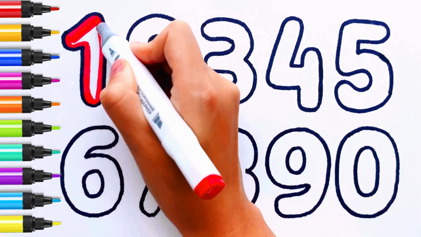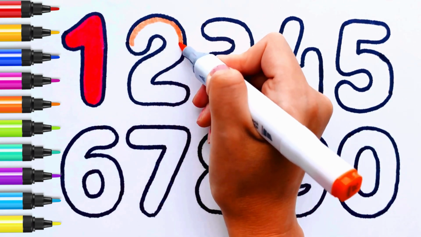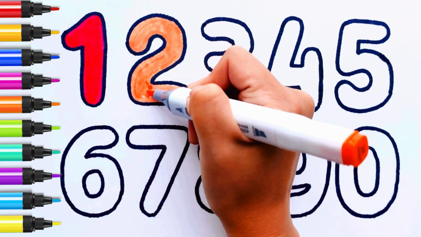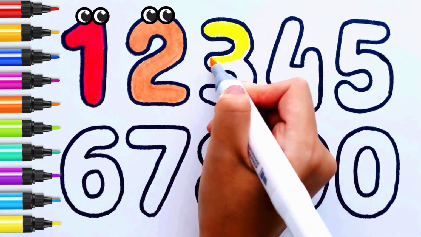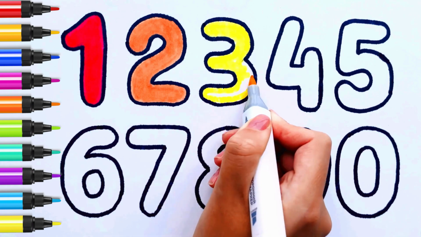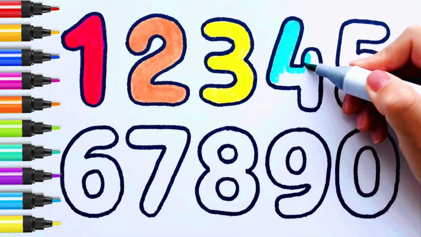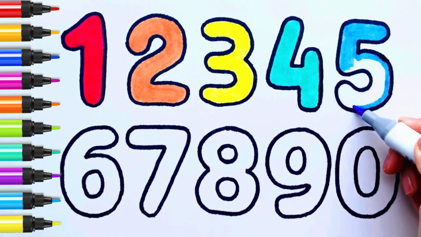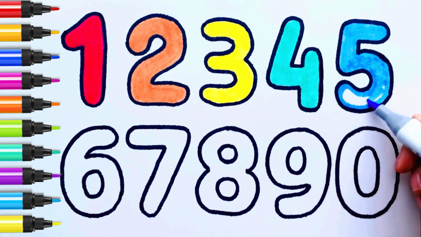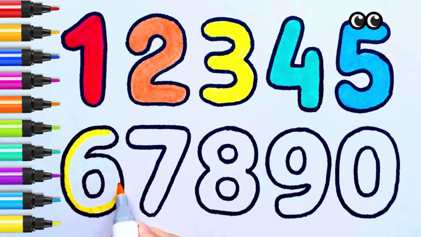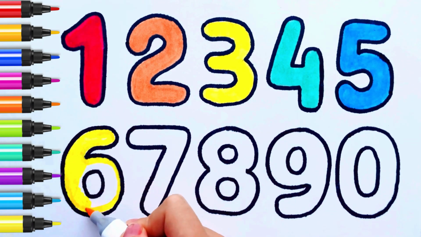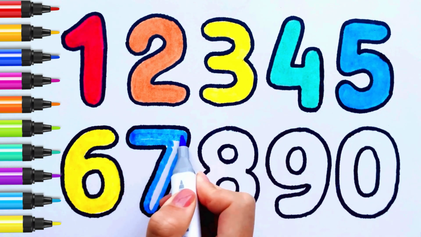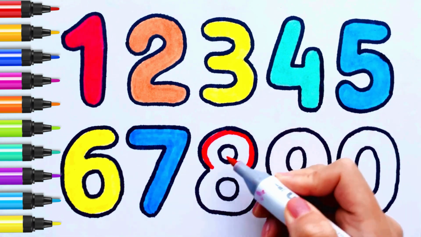Let's color the number 1 in red. Number 2 in orange. Number 3 in yellow. Number 4 in blue. Number 5. Yellow. Number 7 in blue. Number 8 in red.